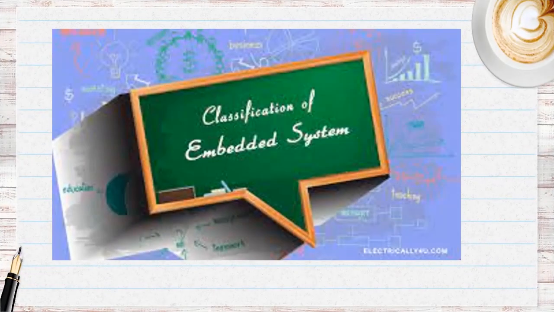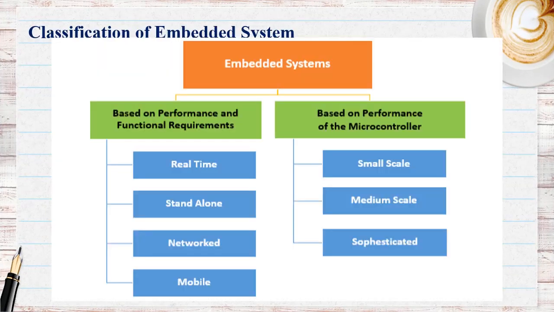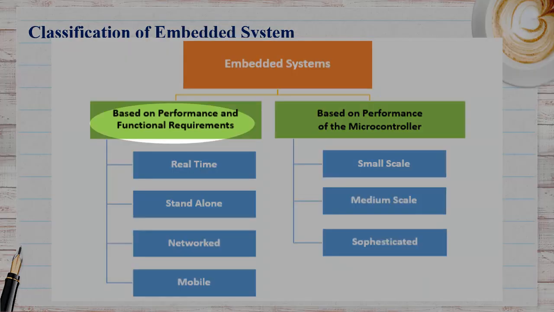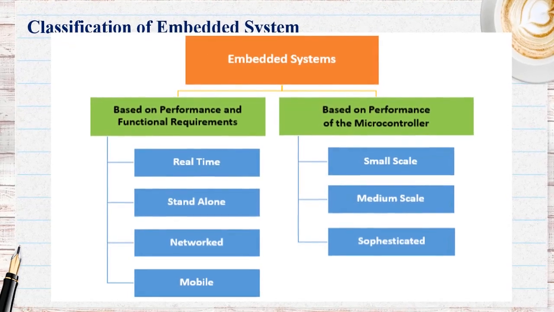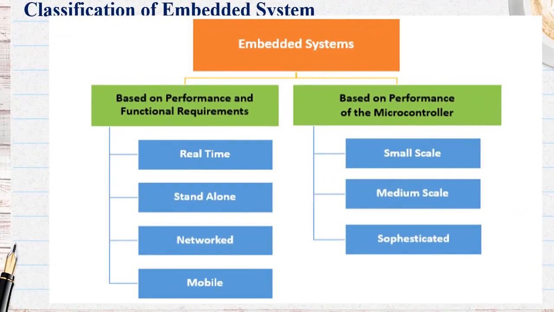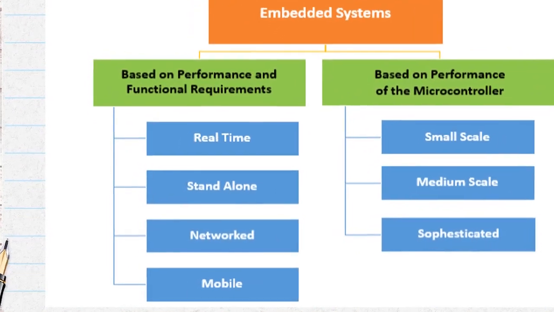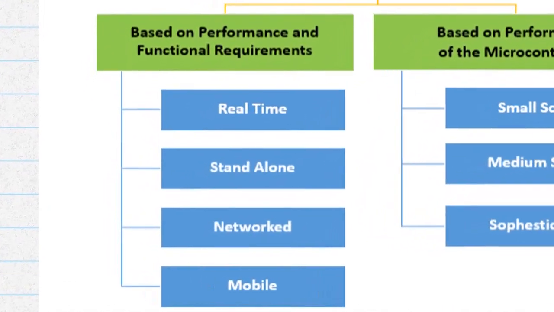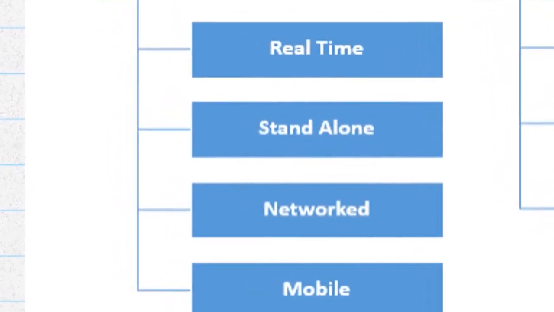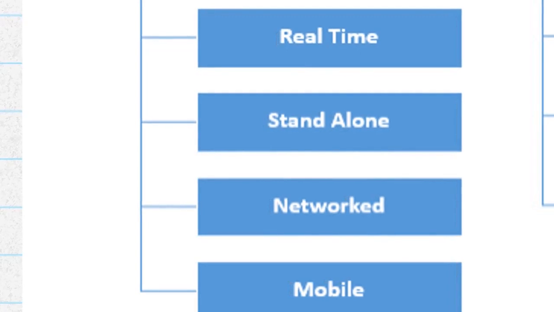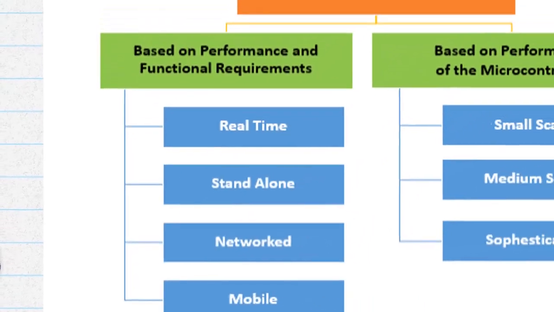Next we are going to learn about classification of embedded systems. Embedded systems can be classified based on the performance and functional requirements and the performance of the microcontroller. Embedded systems can be classified into 4 types, based on the performance and functional requirement. They are real-time embedded systems, standalone embedded systems, networked embedded systems, mobile embedded systems.